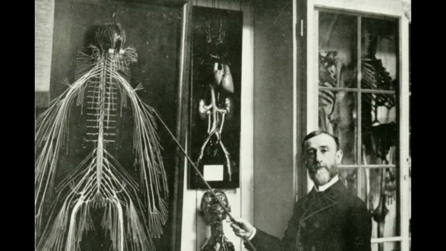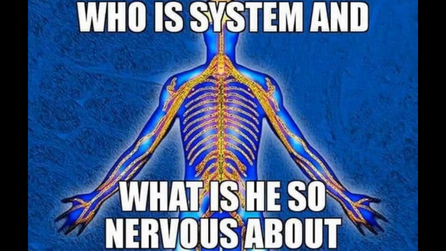Hello everyone and welcome to Chapter 5, the Peripheral Nervous System. So this chapter focuses on the anatomy and physiology of the PNS, the Peripheral Nervous System.